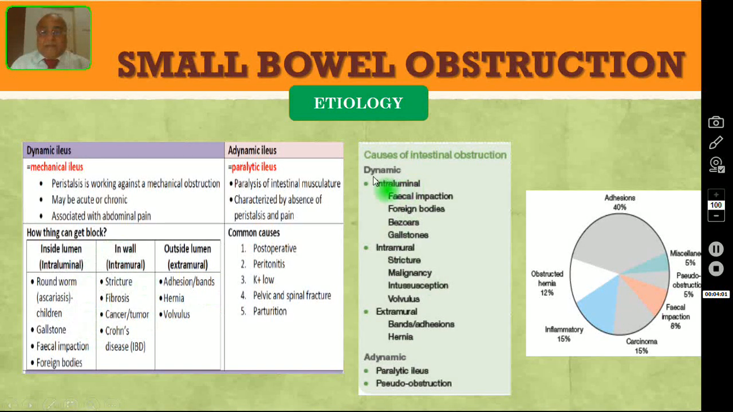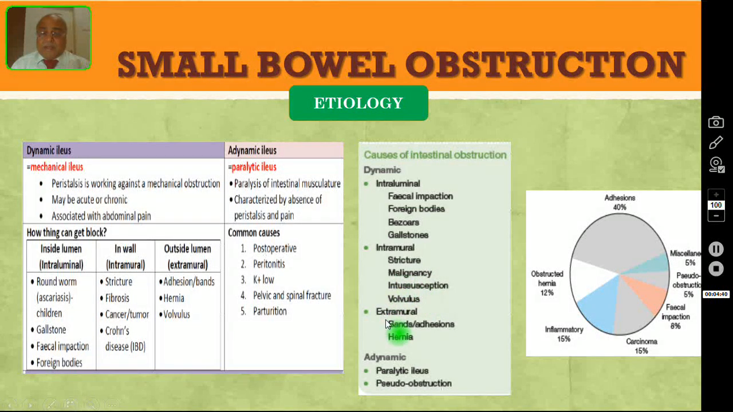If it is intraluminal, usually it could be fecal impaction or hard fecal matter, or some foreign bodies, or bezoars: a trichobezoar, that is a hairball, or a phytobezoar because of vegetable material obstructing the lumen, or a gallstone ileus. Mural causes could be strictures, either benign strictures like TB and Crohn's disease, or a malignant stricture. Other causes are intussusception and volvulus.